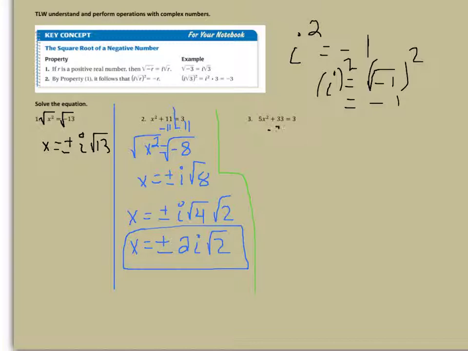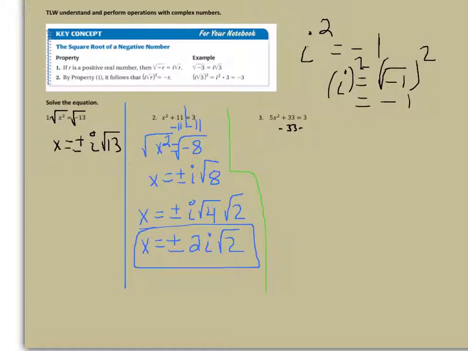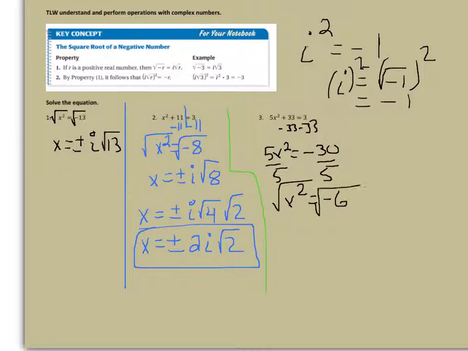So here, subtract the 33 from both sides. You get 5x squared equals negative 30. Divide both sides by 5. x squared equals negative 6. Square root. x equals plus or minus i times the square root of 6. And there's nothing you can simplify the square root of 6 by.